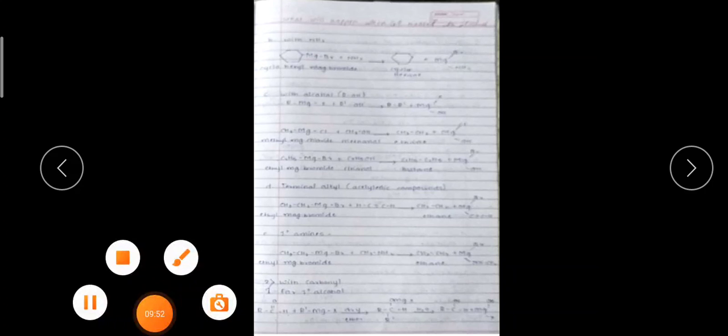First of all, the reaction of the Grignard reagent with water: you can see C6H5MgBr plus H2O will give you C6H6 plus MgBrOH. Then with ammonia we have seen the reaction. Always you have to write dry ether on the arrow. Okay, please note that these are very simple reactions that we have already seen.